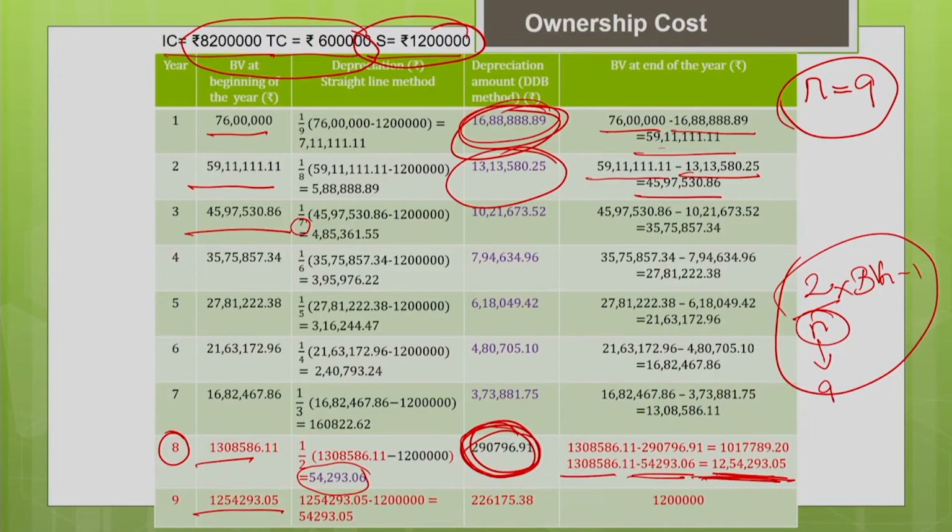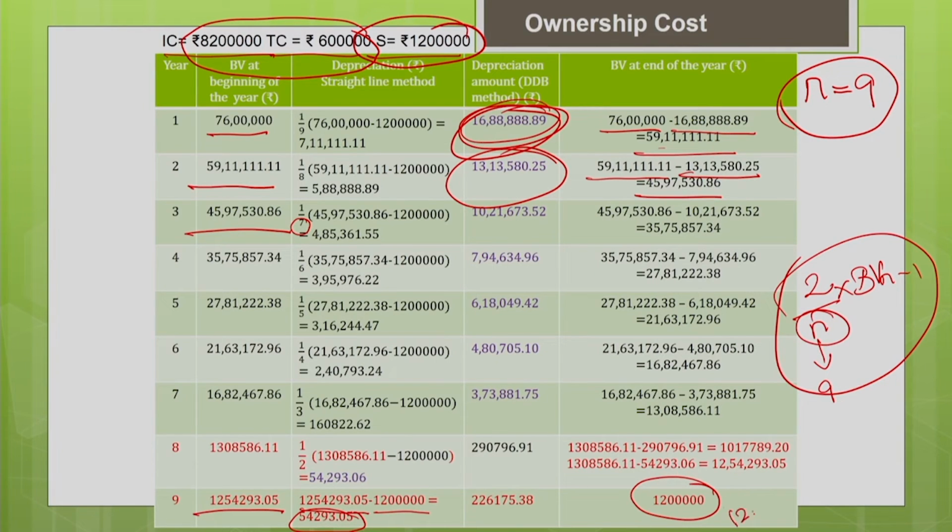You can switch over only once. Hereafter, we are going to confine ourselves to the straight line method of depreciation. You can see that we calculate the depreciation by the straight line method: the book value at the beginning of the year minus the salvage value of the machine. It gives you 54,293, that is your depreciation. How will you calculate the book value at the end of the year? It is nothing but the book value at the beginning of the year, 12,54,293.05, minus your depreciation by the straight line method, 54,293.05.